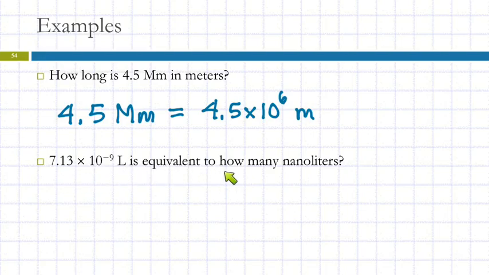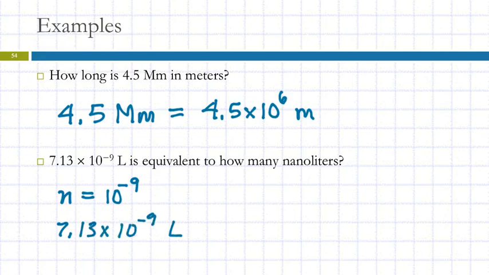7.13 times 10 to the minus 9 liters is equivalent to how many nanoliters? Well, what does nano mean? 10 to the 9. So you can look it up. Nano means 10 to the minus 9. It's a multiplier. So 7.13 times 10 to the minus 9 liters. Instead of times 10 to the minus 9, I'm going to write the abbreviation for it. 7.13 nanoliters. The nano changes the size of the unit, making it more appropriate for what's being measured here, so that we get more reasonable numbers. Any questions?